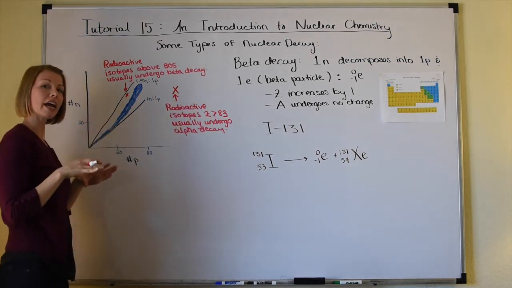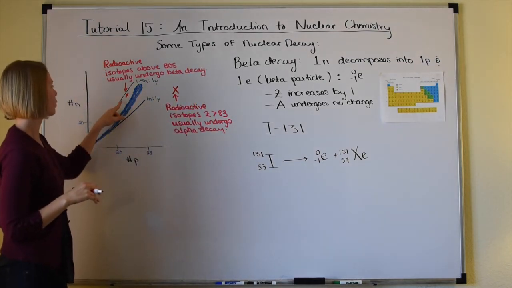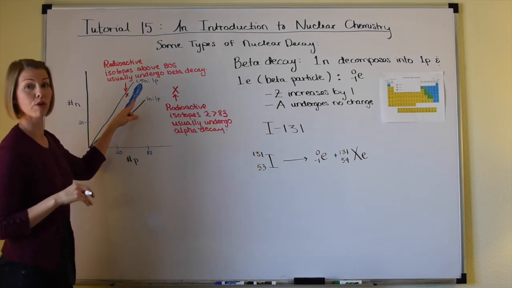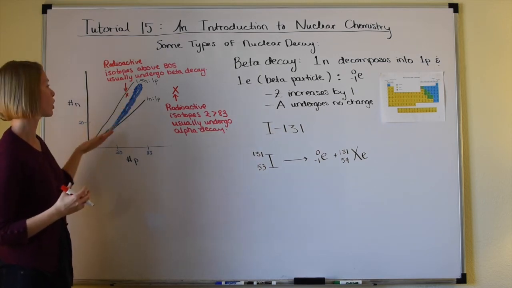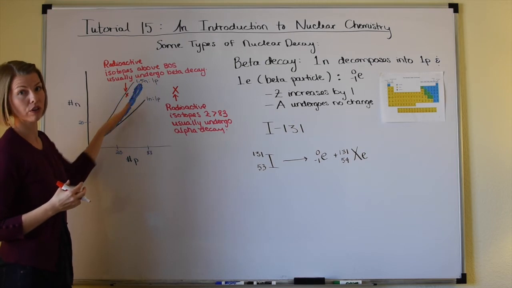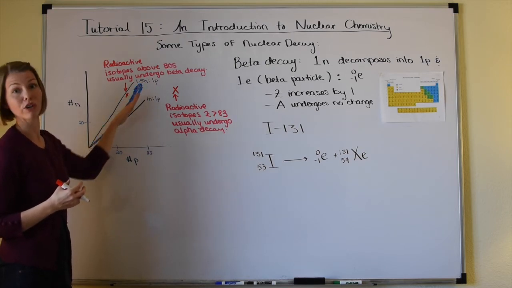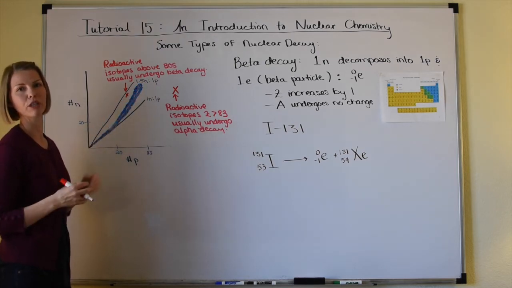Because beta decay will drop the number of neutrons by one, but increase the number of protons by one, and so will approach that more stable neutron to proton ratio. Will approach the band of stability.